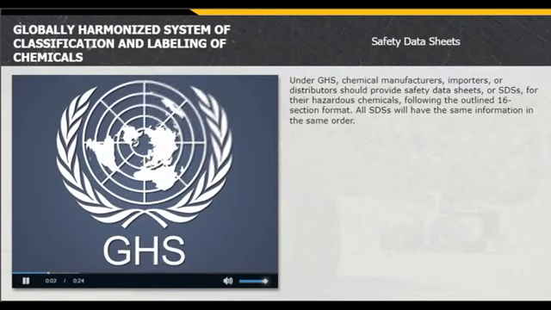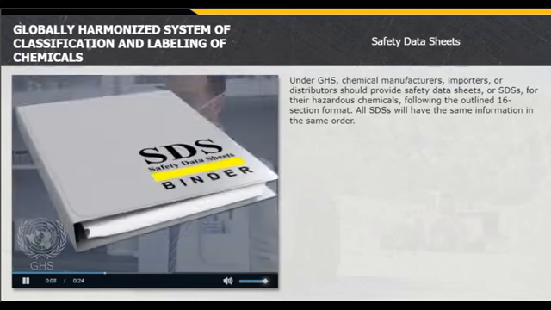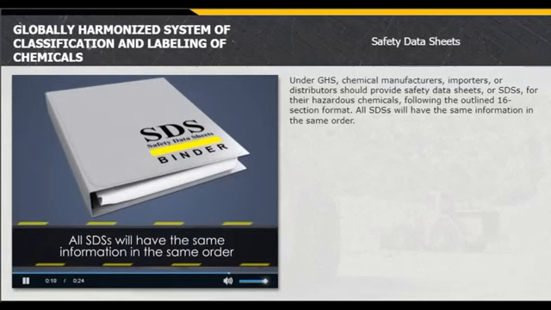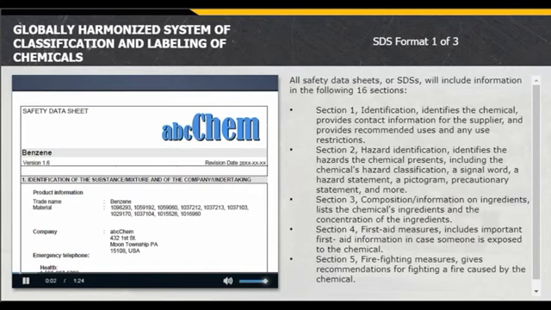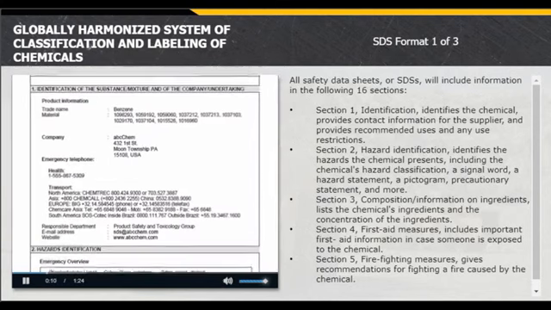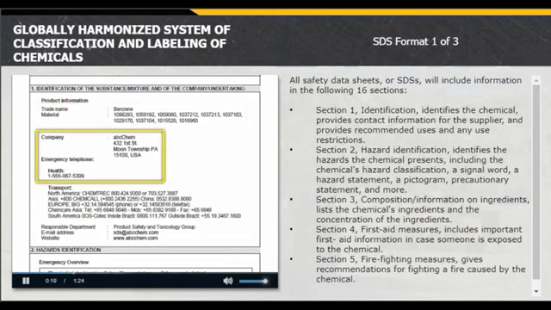Under GHS, chemical manufacturers, importers, or distributors should provide safety data sheets, or SDSs, for their hazardous chemicals, following the outlined 16-section format. All SDSs will have the same information in the same order. All safety data sheets, or SDSs, will include information in the following 16 sections. Section 1. Identification. Identifies the chemical, provides contact information for the supplier, and provides recommended uses and any use restrictions.